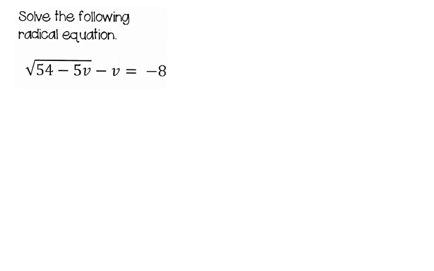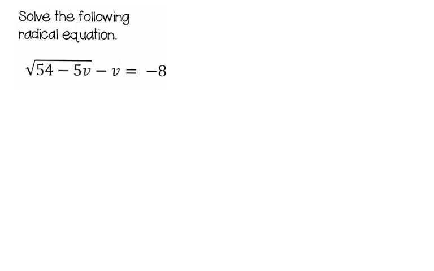Alright, so as we're not able to do some of the activities I've planned for class time, I figured I'd just do some additional examples from those activities so you could use them for your homework and that kind of thing. So this one, solve the following radical equation. We have square root of 54 minus 5v, minus v equals negative 8.